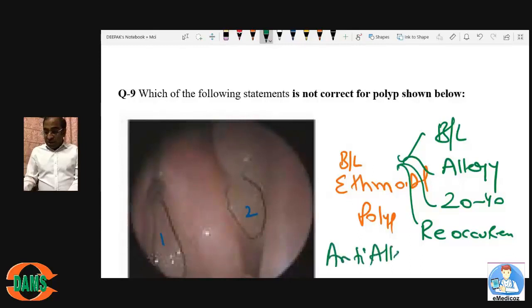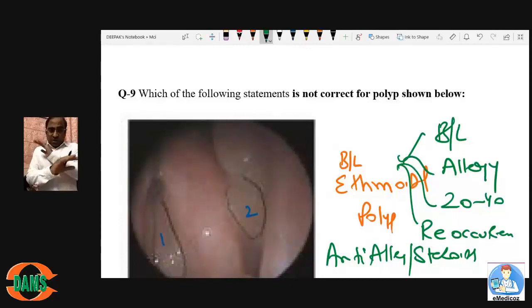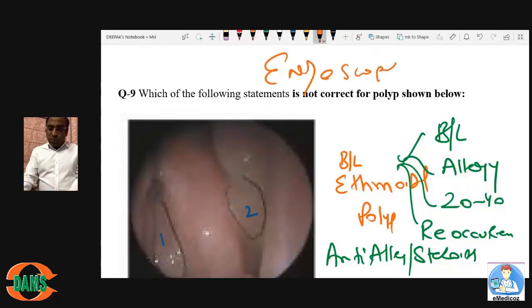Anti-allergic steroids are the first line of treatment. Clear? So these are the 5 points which should be on your tips. What is the investigation of choice, treatment of choice, as I say in my lecture, is always endoscopy. What is the treatment? FESS, functional endoscopic sinus surgery. What is the investigation of choice? It is diagnostic endoscopy. Now let us read the options one by one.